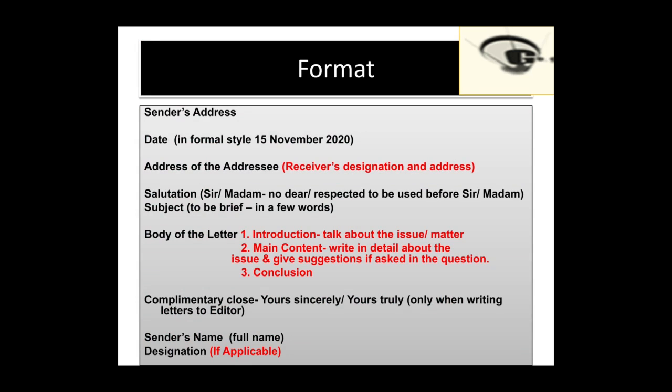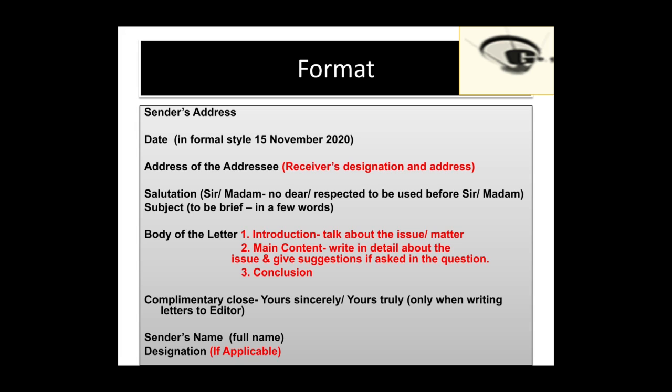Now, next we come to the format of writing a formal letter. We start with writing the sender's address. Then, leaving a line, we write the date, and the date should always be written in a formal style, that is, like 15 November 2020. No shortcuts. Then, after leaving a line, we write the address of the addressee, that is, the receiver's designation and address. Then we leave a line and write the salutation. The salutation can be sir or madam. Students, use dear or respected before sir or madam.